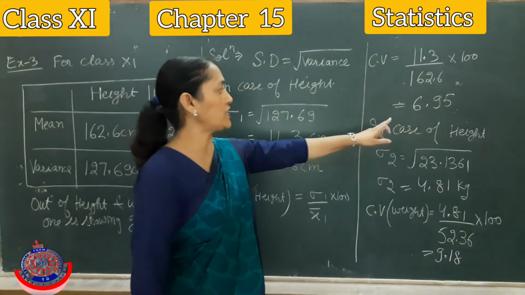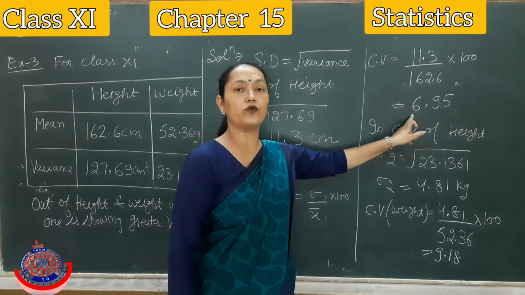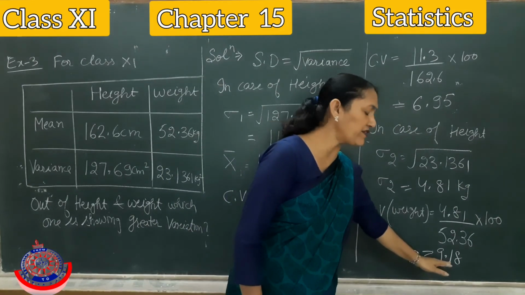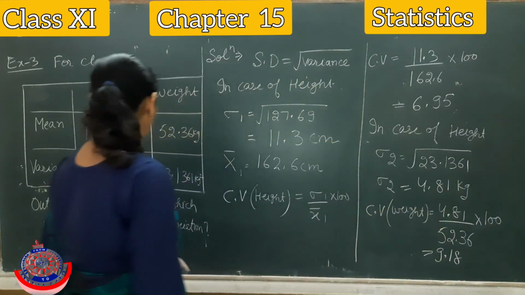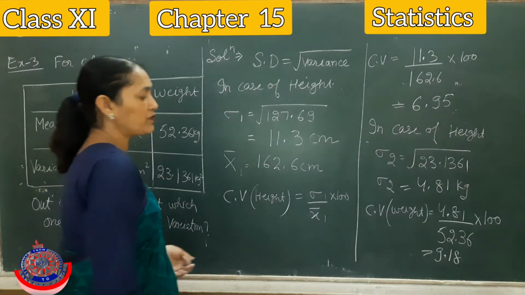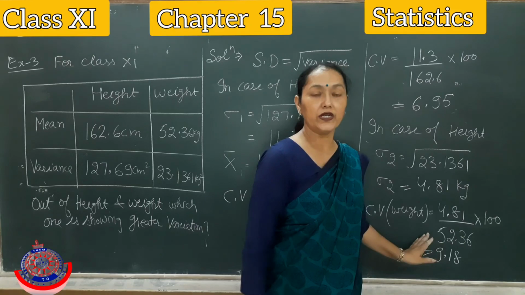So the coefficient of variation in the case of height is coming out to be 6.95, and in the case of weight it is coming out to be 9.18. What was the question? We are asking, out of height and weight, which one is showing more variation? Weight is showing more variation.